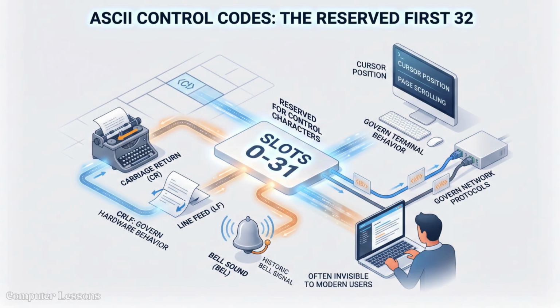ASCII reserves the first 32 slots for control characters that manage hardware behavior rather than printing text. These commands include historic signals like carriage return, line feed, and the bell sound. While often invisible to modern users, these codes still govern terminal behavior and network protocols.